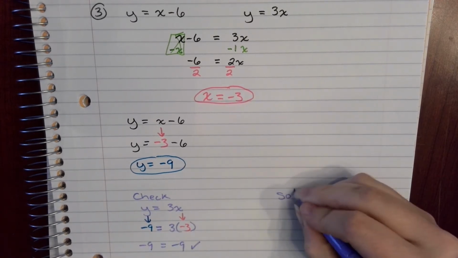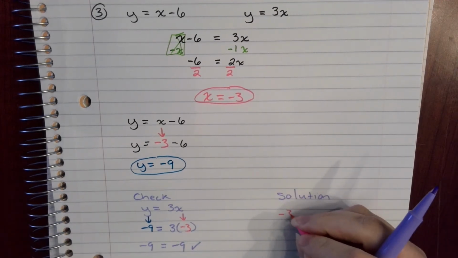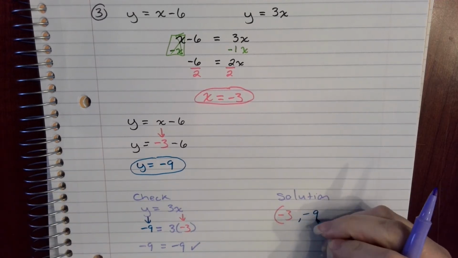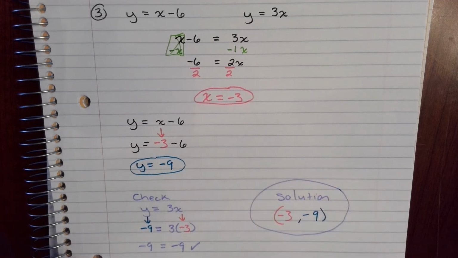So there's our solution. Our solution is negative 3 for our x, negative 9 for the y. So again, you don't have to always graph. Sometimes you can just go ahead and solve it algebraically. Let's try another.